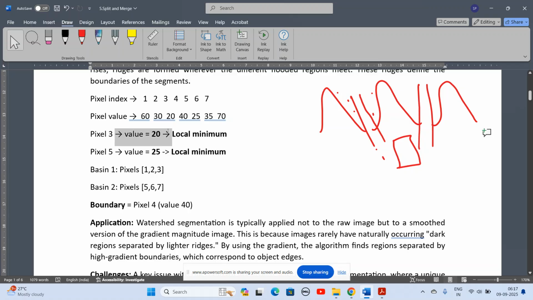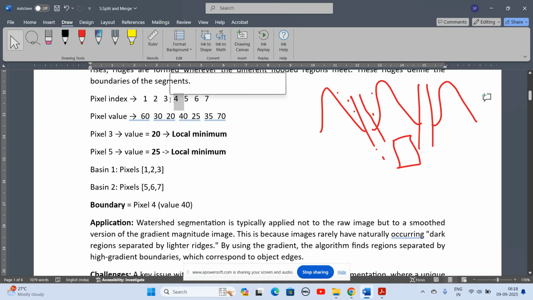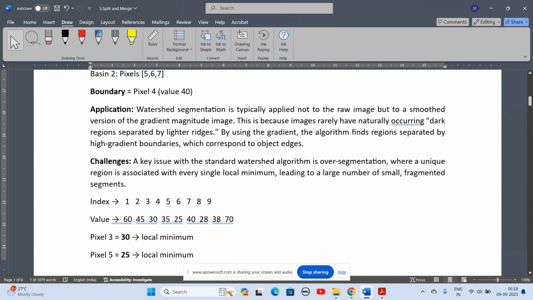So pixel 3 with value 20 is a local minimum, and pixel 5 with value 25 is again a local minimum. So we have two valley regions, which are known as catchment basins. The first region is pixels 1, 2, 3, and the second region is 4, 5, 6. And pixel 4 is a dam or ridge that we have divided. This is the boundary line. The boundary pixel is 4. So the entire image is now divided into two regions or two segments, and pixel 4 is the boundary of both regions.